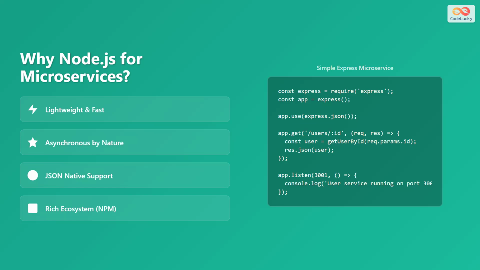Shown here is a simple Express microservice code. First we require Express, then we create an app, then we are using the JSON. Then we define a GET request on users by ID, which calls a function called getUserById, and responds with a JavaScript object. Finally, we listen to the port 3001, and display a message: user service running on port 3001.